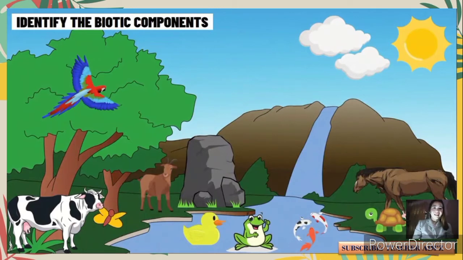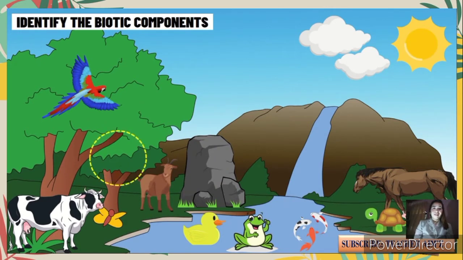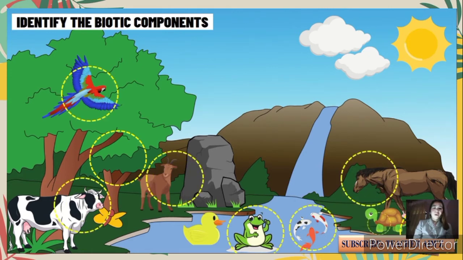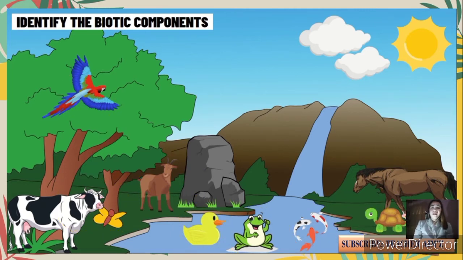Are you all done? Alright, let us check your answers. The answers are trees, flowers, frog, fish, bird, cow, goat, horse, turtle, duck, and butterfly. Did you get all the correct answers? Very good. And now, you are going to identify the abiotic components of an ecosystem.